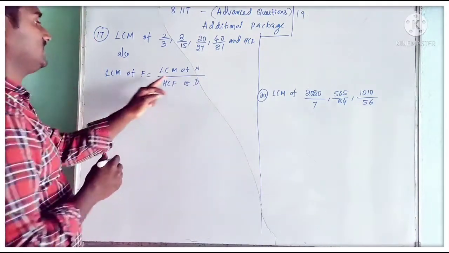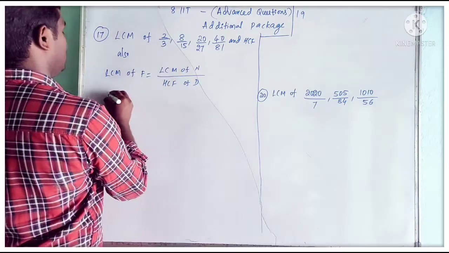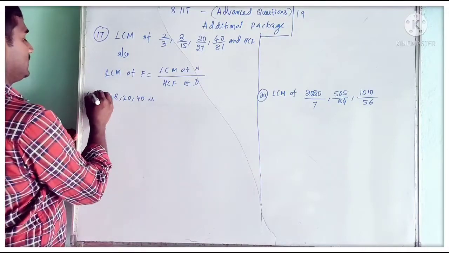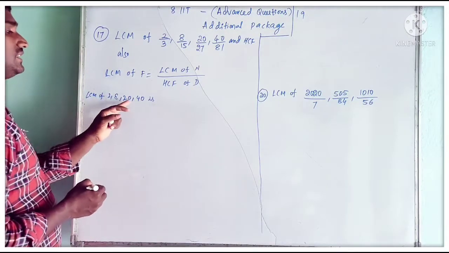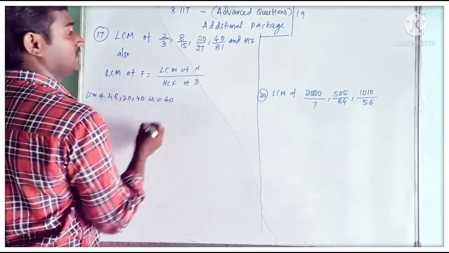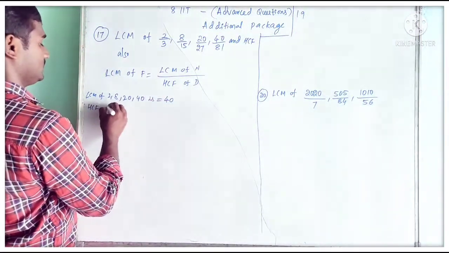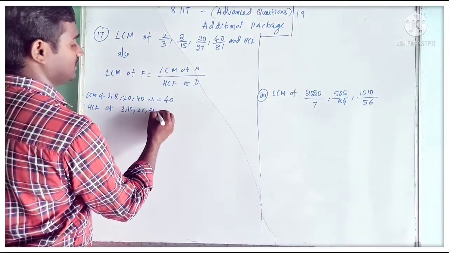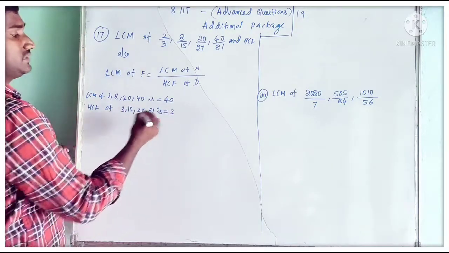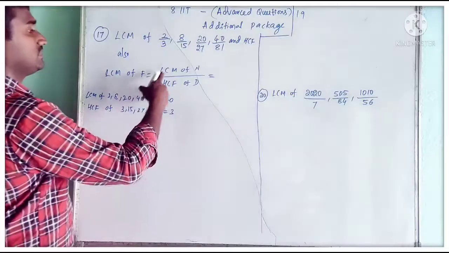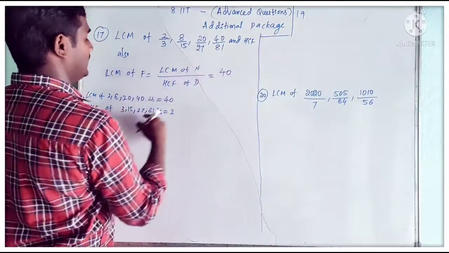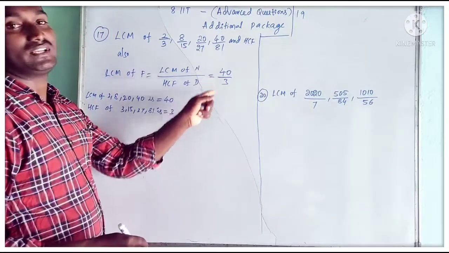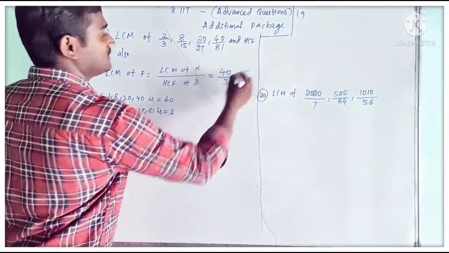So first we need to find LCM of numerators. LCM of 2, 8, 20, 40 is 40 only, and HCF of 3, 15, 27, 81 is 3 only. So LCM of numerators is 40 and HCF of denominators is 3. So LCM of the required fractions is 40 by 3. What is the correct option? 40 by 3 is the correct option.